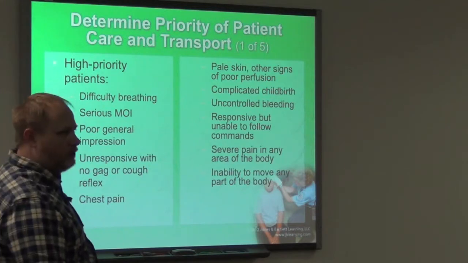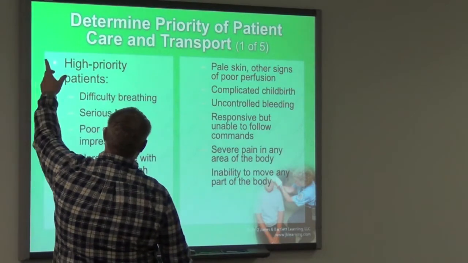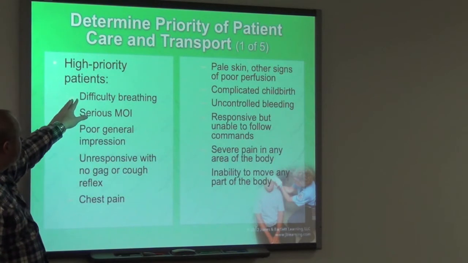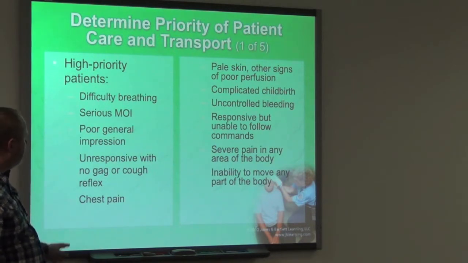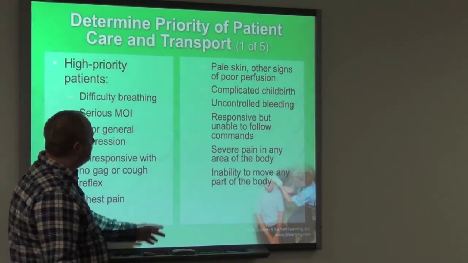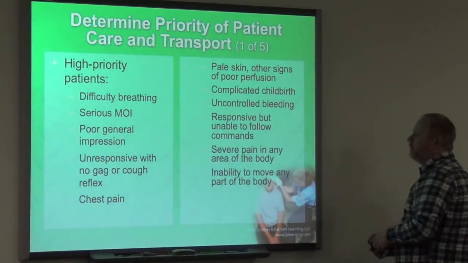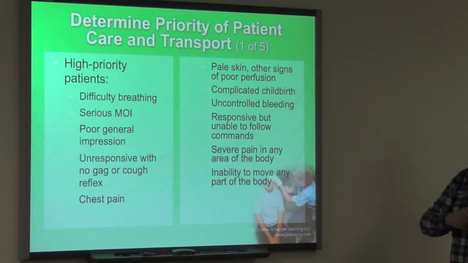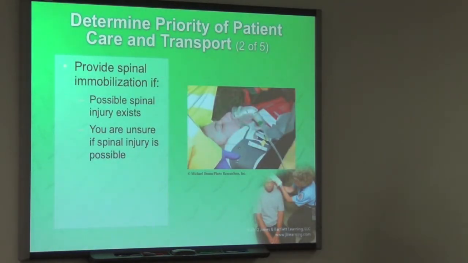So, before we get into doing the secondary assessment, we have to determine the priority of patient for our care and transport. High priority patients are patients that have difficulty breathing, serious mechanism of injury, poor general impression, unresponsive with no gag or cough reflex, and chest pain. Pale skin or other signs of poor perfusion, complicated childbirth, uncontrolled bleeding, responsive but unable to follow commands, severe pain in any area of the body, and an inability to move any part of the body. We're going to identify these as all high priority patients.